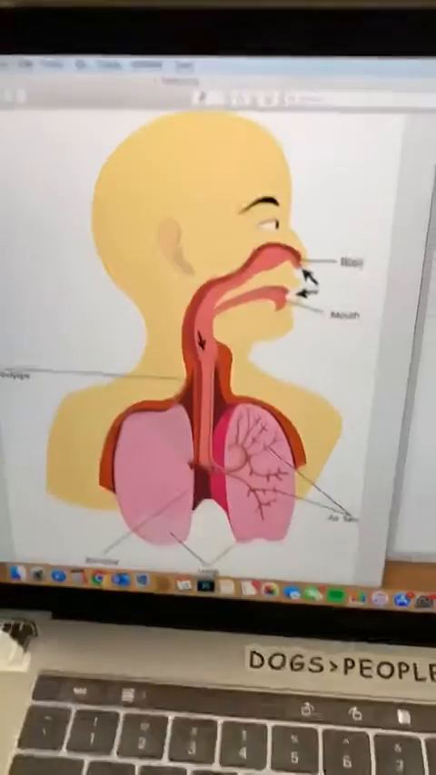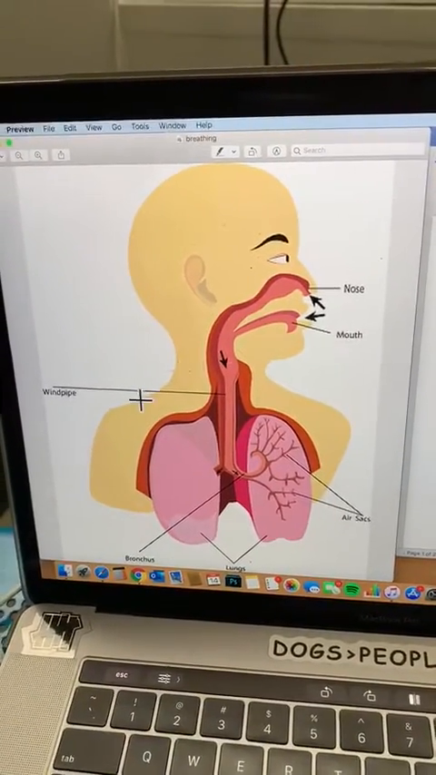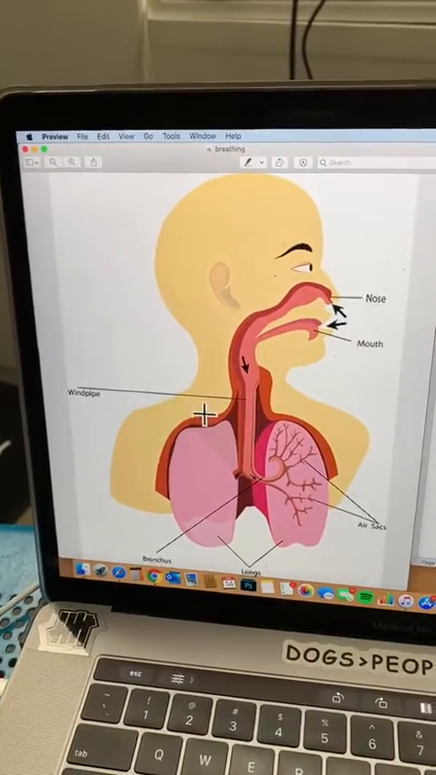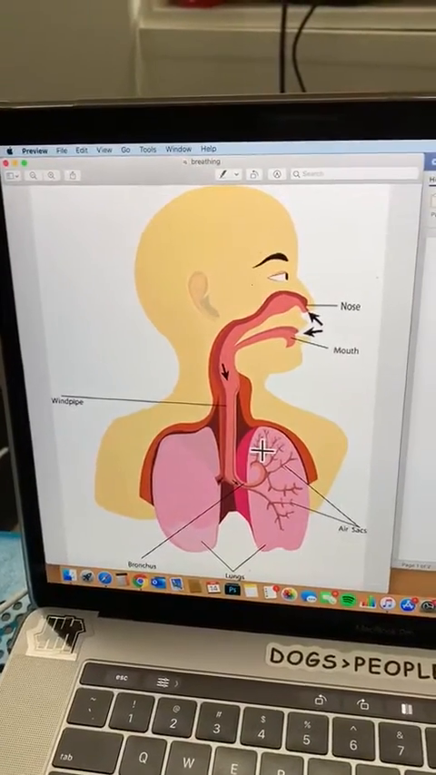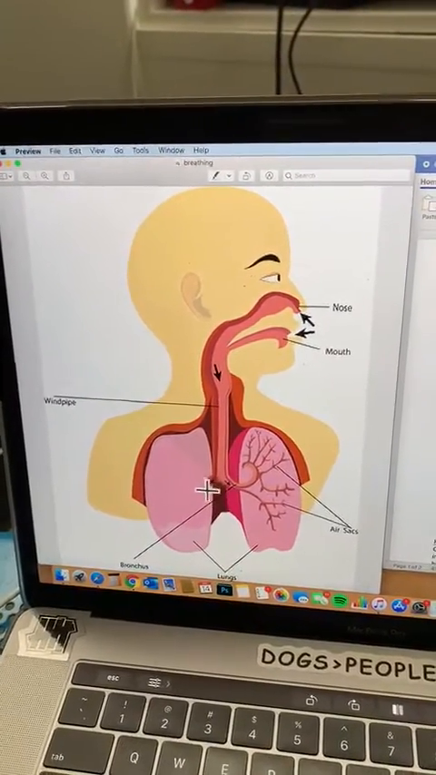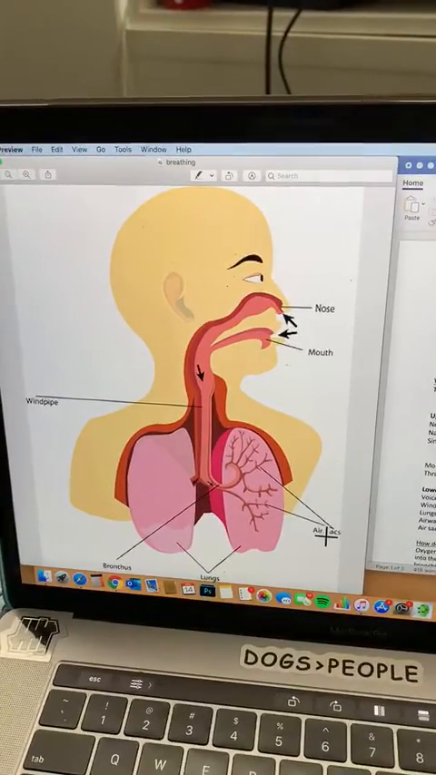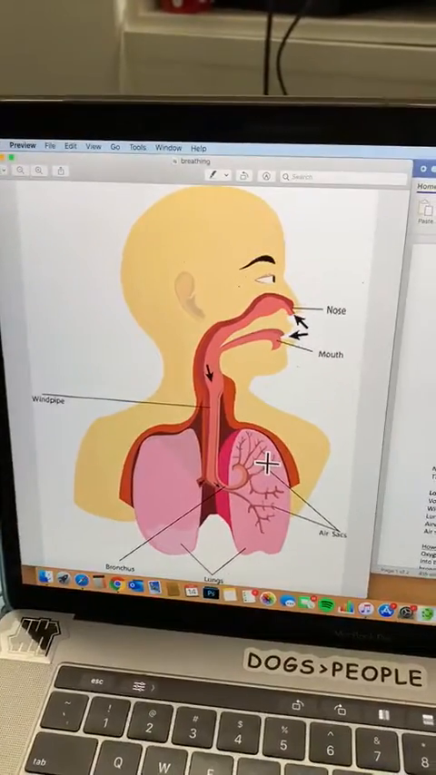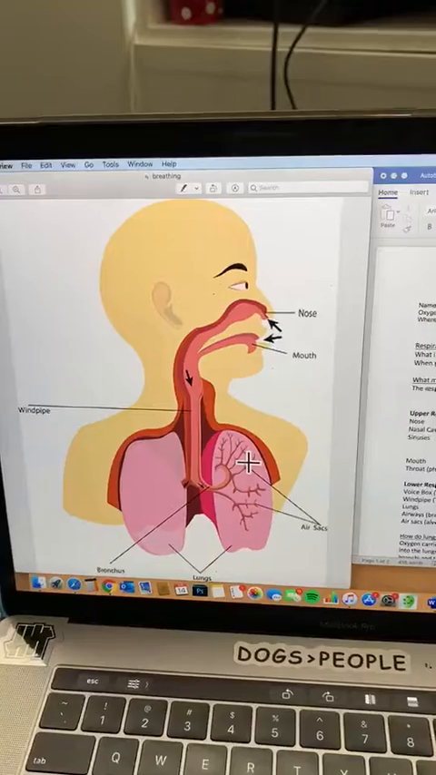So, a couple of the parts. We have the nose, we have the mouth, we also have the windpipe or trachea for the scientific word. We also have our lungs. We have two lungs. And then within our lungs, we have bronchus and bronchi. And we also have air sacs known as alveoli. And these are just like little sacs that basically exchange the gas. They exchange the oxygen.